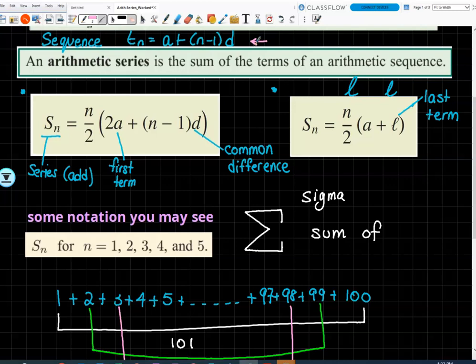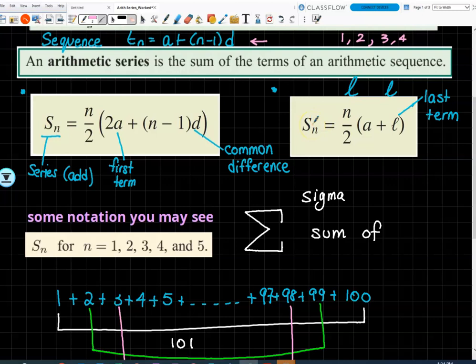Now, some questions and some books aren't so particular with series and sequence, and so they might even say 1, 2, 3, 4, comma, comma, comma, and call that a series. Basically, when you're adding together a series, that's when we're using these formulas.